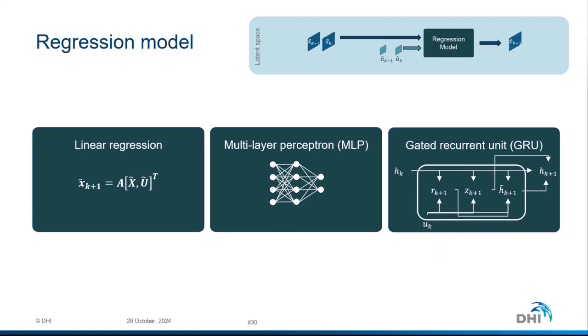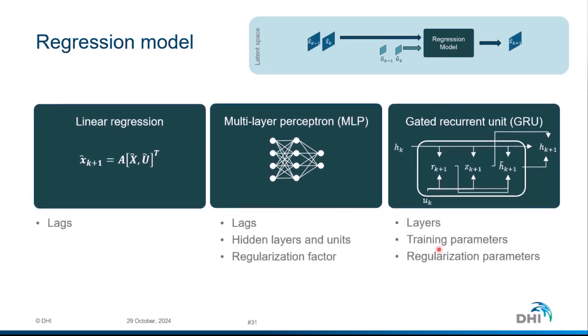And for each regression model, I have some hyperparameters to tune. For the linear regression model and the MLP, I have the number of lags that Jesper also mentioned before. We can choose any number of past values as input, so that's a hyperparameter to tune. For the MLP, there's also the number of hidden layers and units, the regularization factor, and which optimizer to use. There's a lot of decisions to make there.